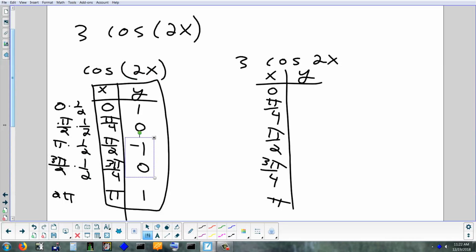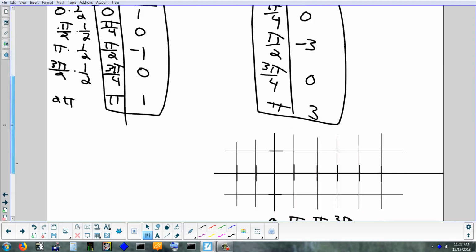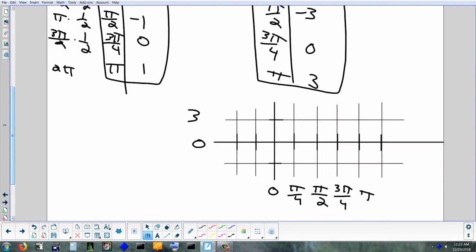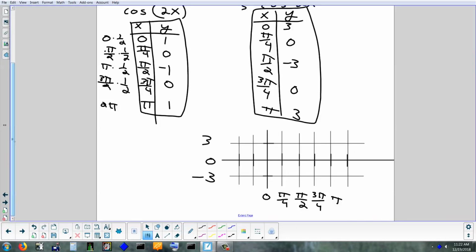3, 0, negative 3, 0, 3. I just kind of went through that fast, but is there any question on how I got 3, 0, negative 3, 0, 3? Okay, so now we've got our table. X's I already set up. Y's, let's set those up. Again, I'm going to scale it so it doesn't take up a lot of space. Okay, and let's see what we got.